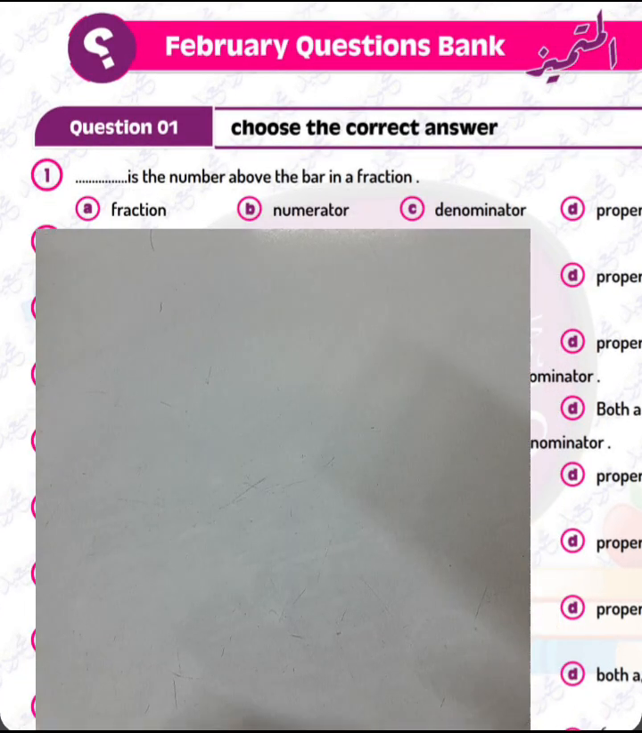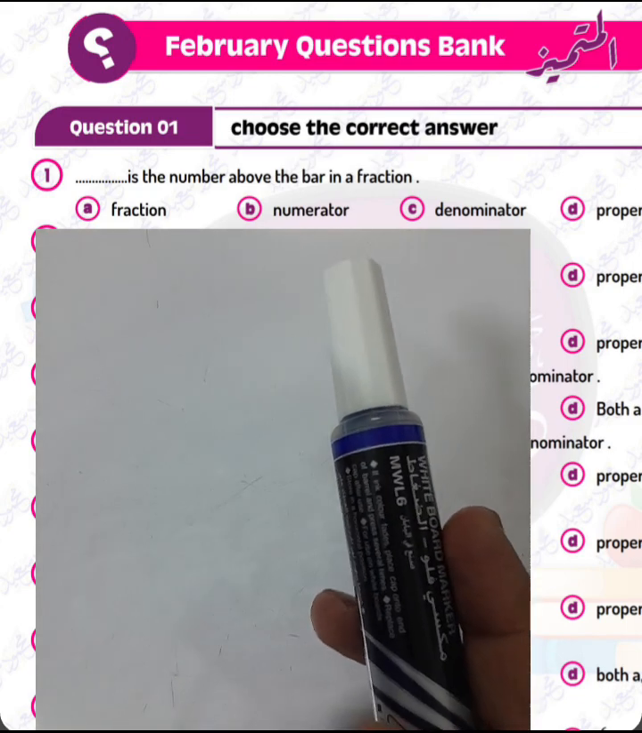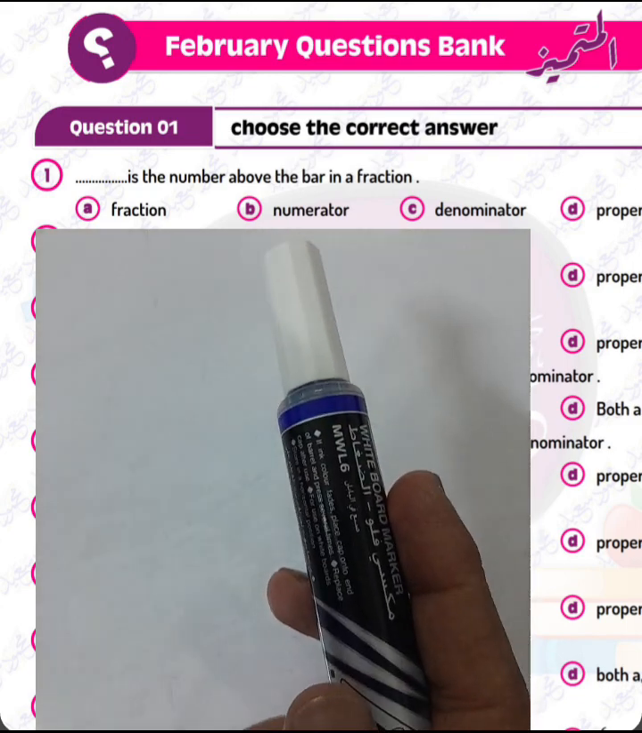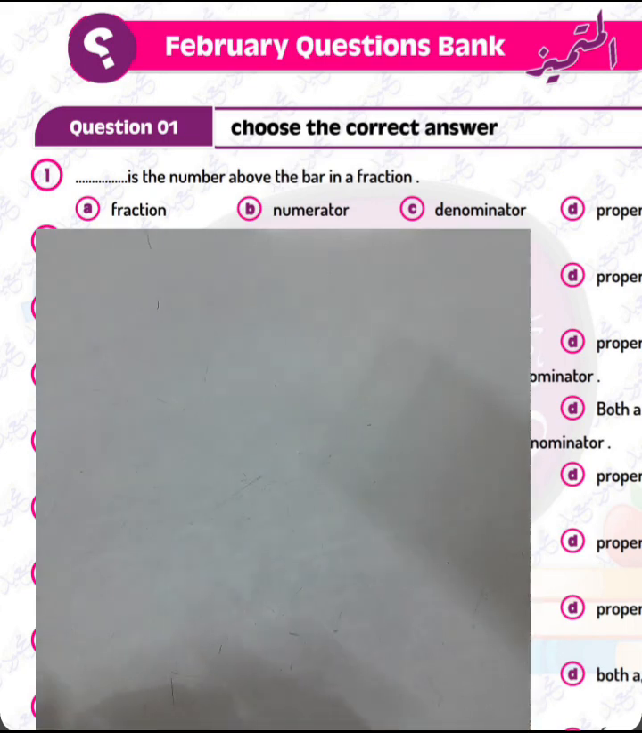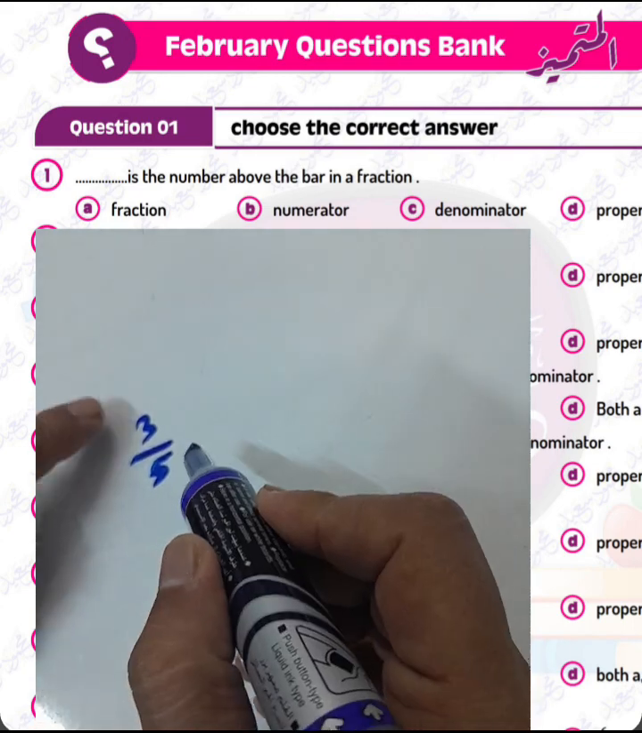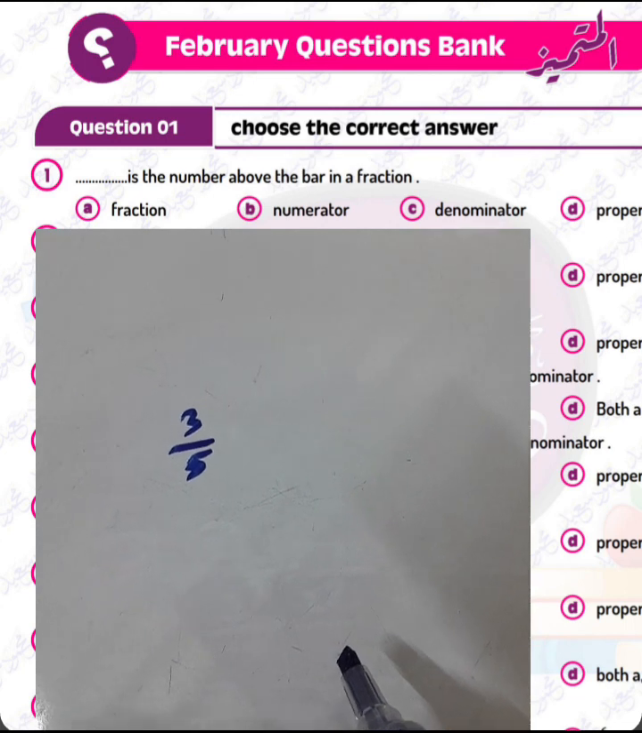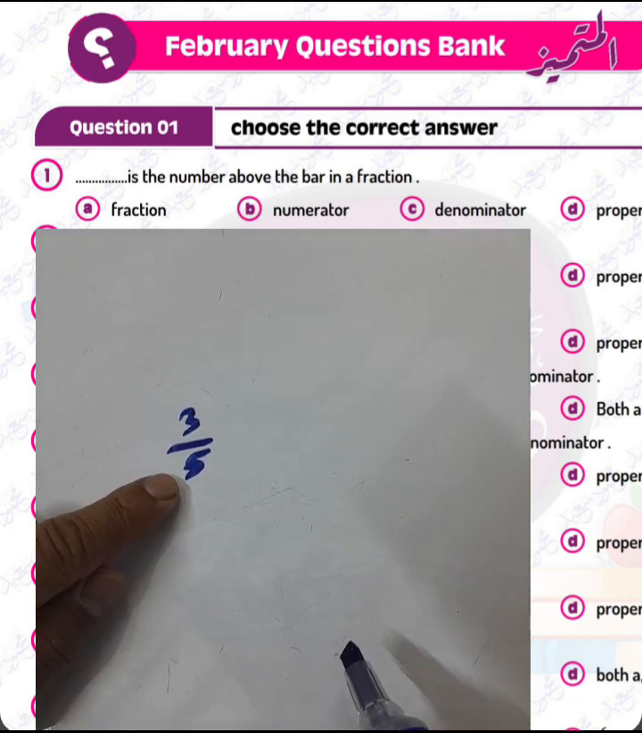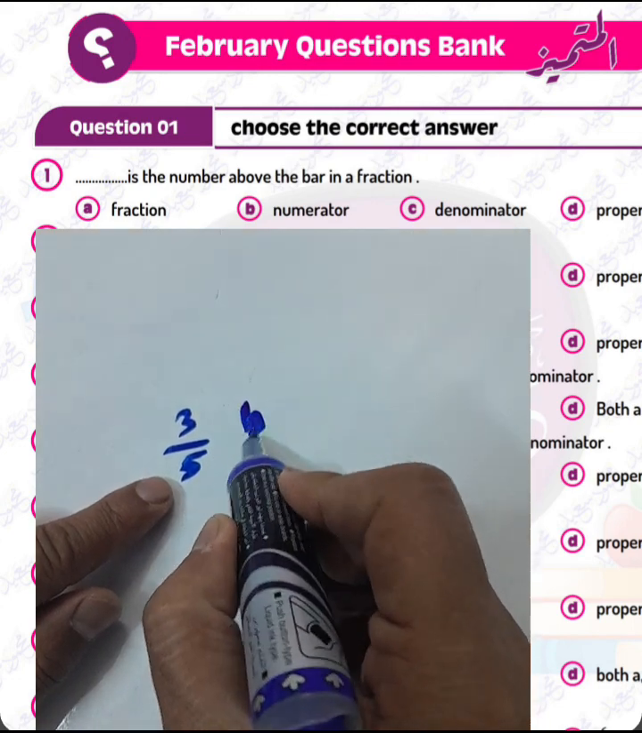Space is the number above the bar in a fraction. We called it numerator, such that 3 over 5. 3 we called numerator, and 5 we called denominator. Then the result will be here, you must write numerator. Choose letter P.